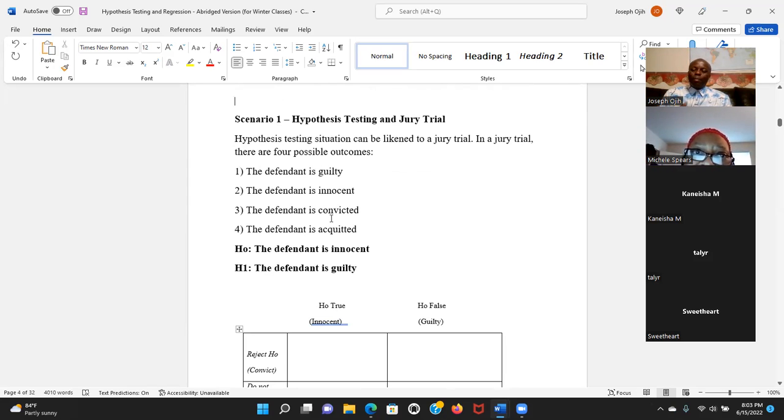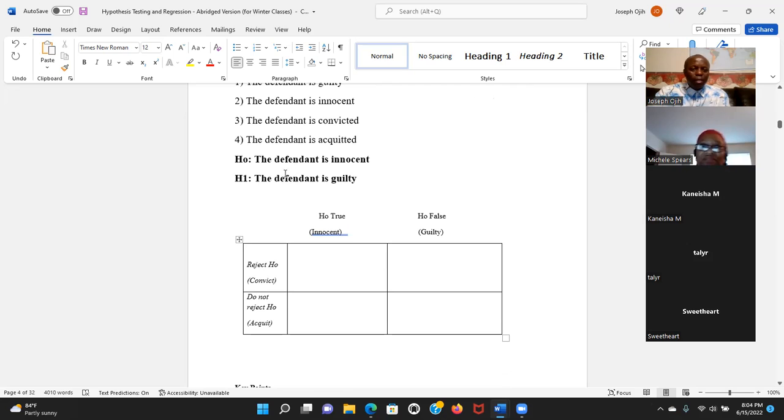Now, in the legal system, in a trial, America uses a jury trial. The hypothesis testing can be likened to that. In a jury trial, we have 4 possible outcomes. The defendant is guilty. The defendant is innocent. The defendant is convicted. The defendant is not convicted, or is acquitted. Now, 2 hypotheses are possible: the defendant is innocent or the defendant is guilty.